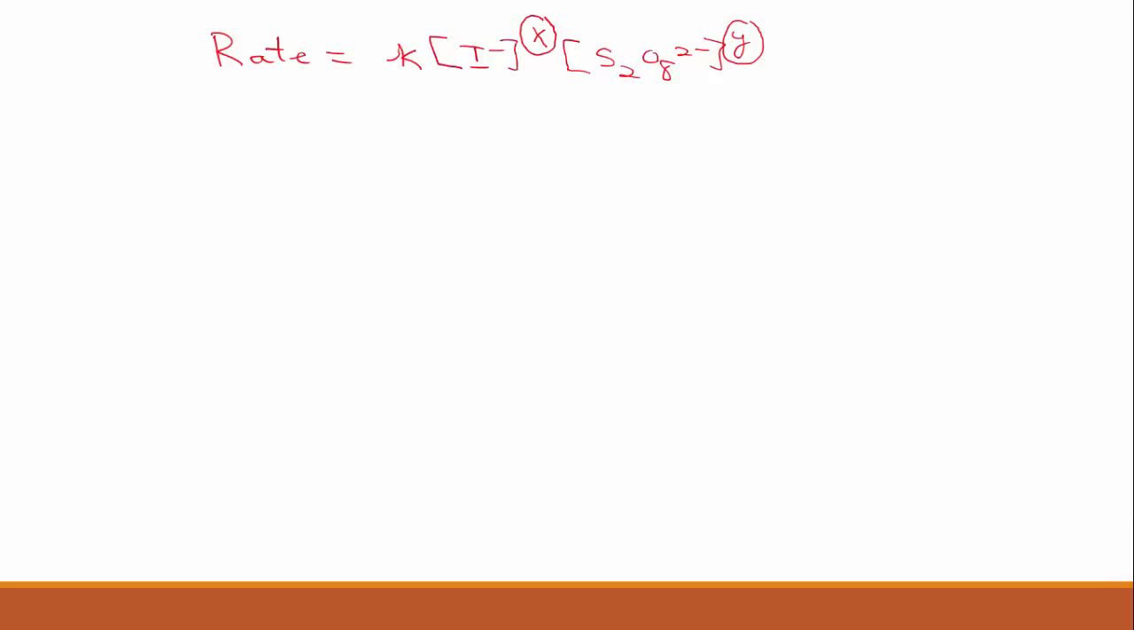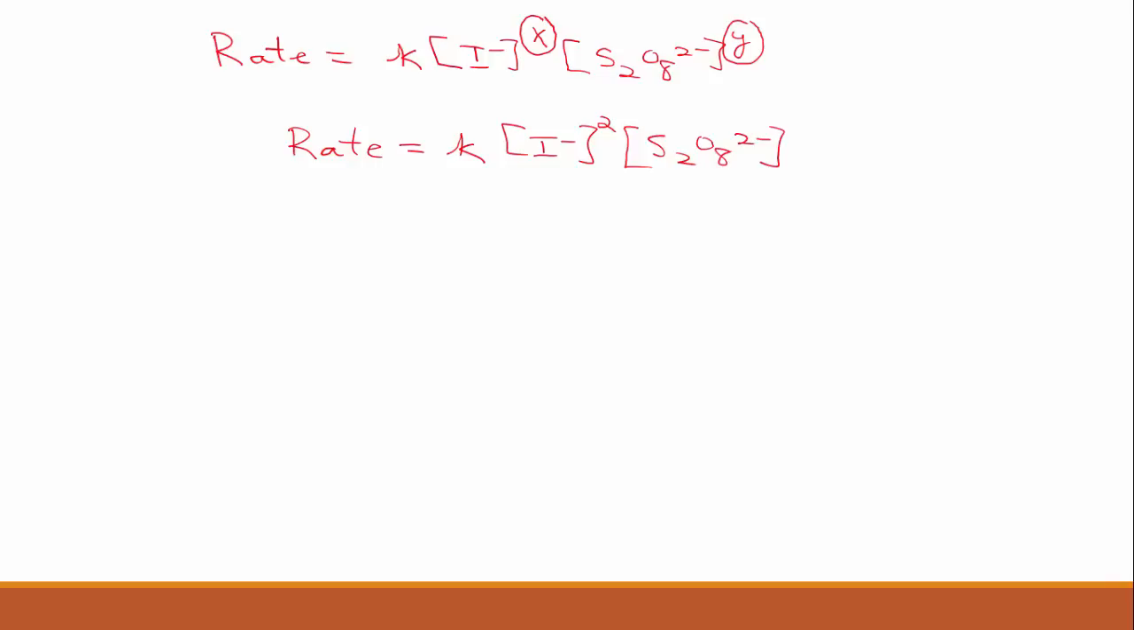So in this case, let's assume that I did the calculation and got a rate law equal to k times [I⁻] to the power of 2, so it's second order, times [S₂O₈²⁻] to the power of 1, so it's first order. Let's assume that I got this, and I'm going to use it throughout. The next thing you need to do is calculate k.